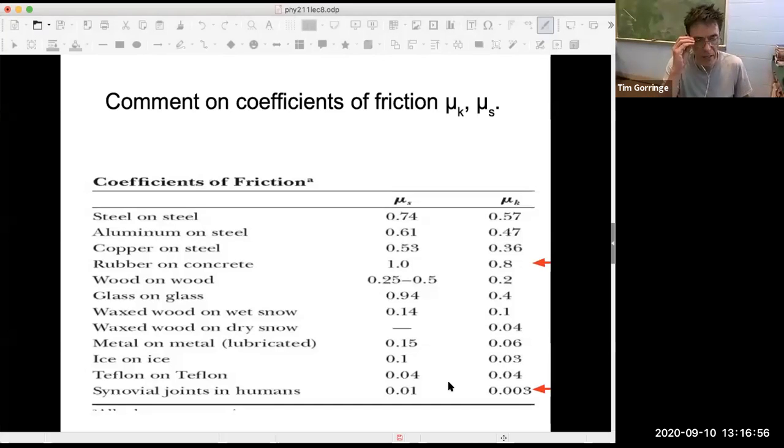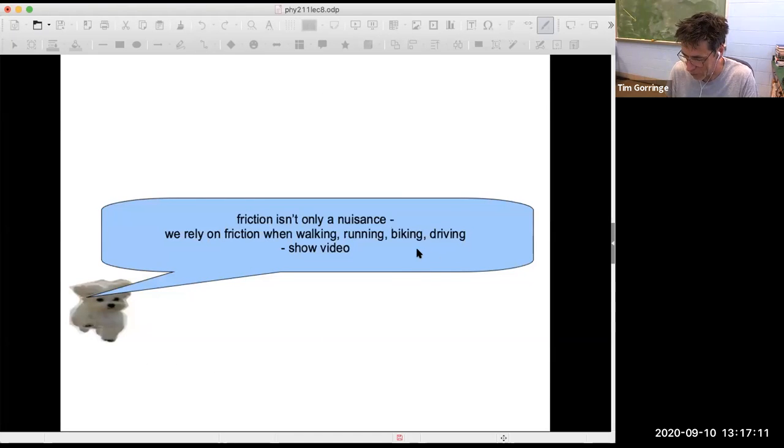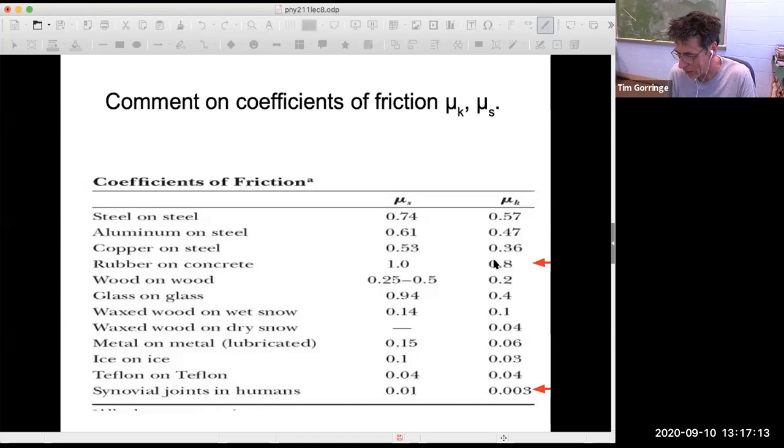So here's actually a table of coefficients of static and kinetic friction. There's a mu s and a mu k. And let me just point out, I don't want to linger on the numbers. Rubber on concrete, right? It's a car on a road. Look at these static friction and kinetic friction numbers. They're close to 1. That means a lot of friction in that case.